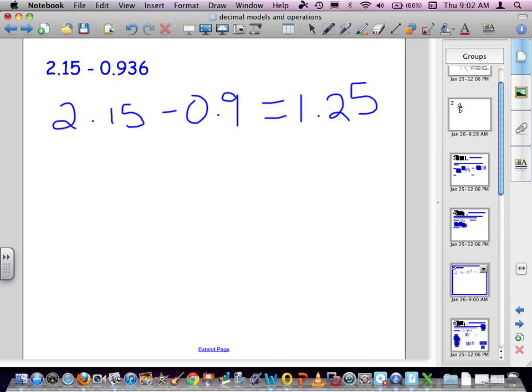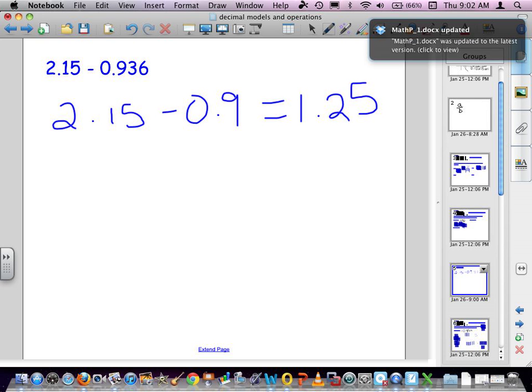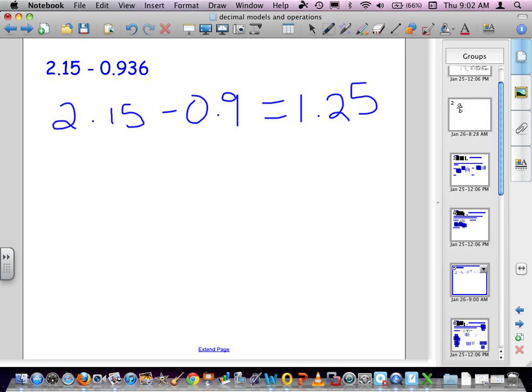Okay. So 21/10, I can take 9/10 away from that, right? And I'm left with 12/10, which is 1 and 2/10, and I still have my 5/100ths there. Okay? Another way to think about that is to take away 1 and add 1/10 back on. Can I now do 1.25 minus 0.03? Can I take that away?